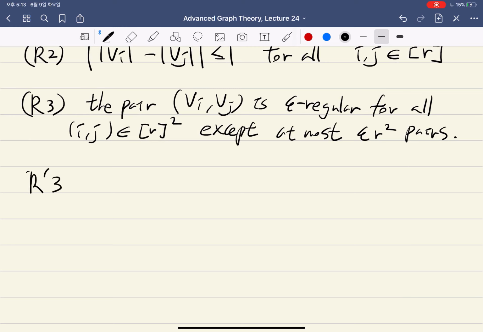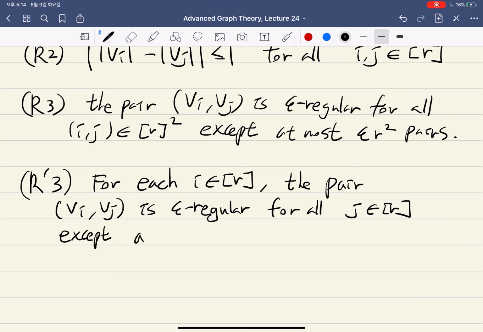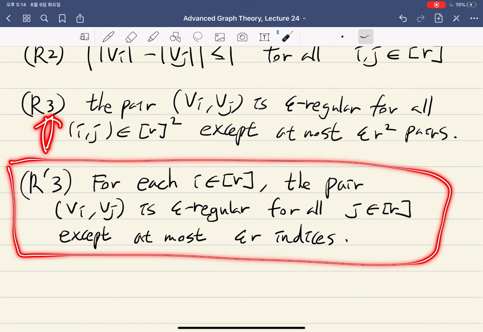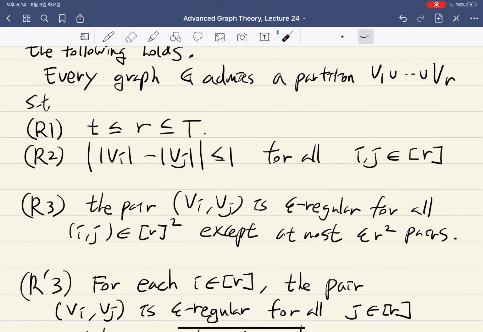We can even make it stronger. For each i between 1 and R, the pair Bi, Bj is epsilon regular for all j inside of [R] except at most epsilon R indices. Note that this R prime 3 is stronger than R3. For each i, there are at most epsilon R choices of j. Then you count all the pairs, then you get this. So we can even ensure this R prime 3.